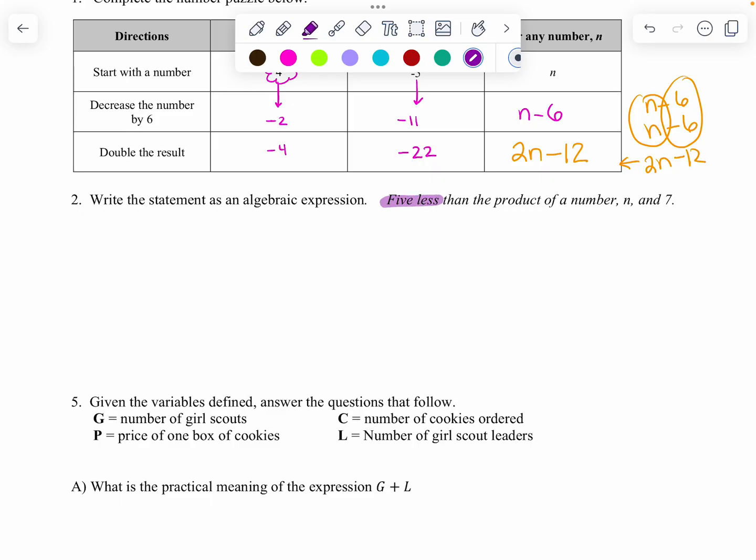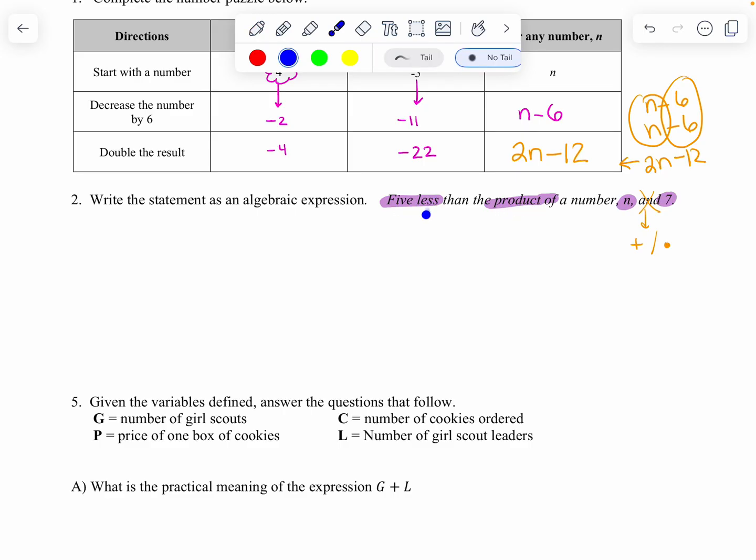5 less than the product of a number n and 7. So that's a lot going on there, right? We had a discussion about the word and, how sometimes and can mean plus and sometimes and can mean times. So I never want to rely on the word and to figure out what I'm doing because it could be complicated, right? So I'm looking for other words, and those are the words I highlighted.